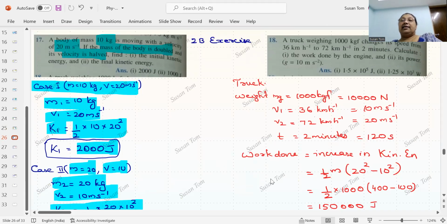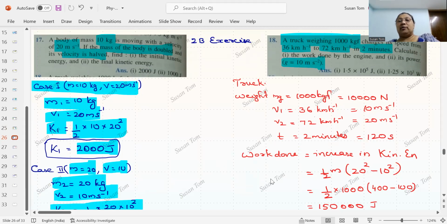Question 18. A truck weighing 1000 kgf. This is kgf, so look for g. If it is present, you take that; otherwise, you have to take 9.8. It changes its speed from 36 km per hour to 72 km per hour in 2 minutes. Calculate the work done by the engine and its power spent.